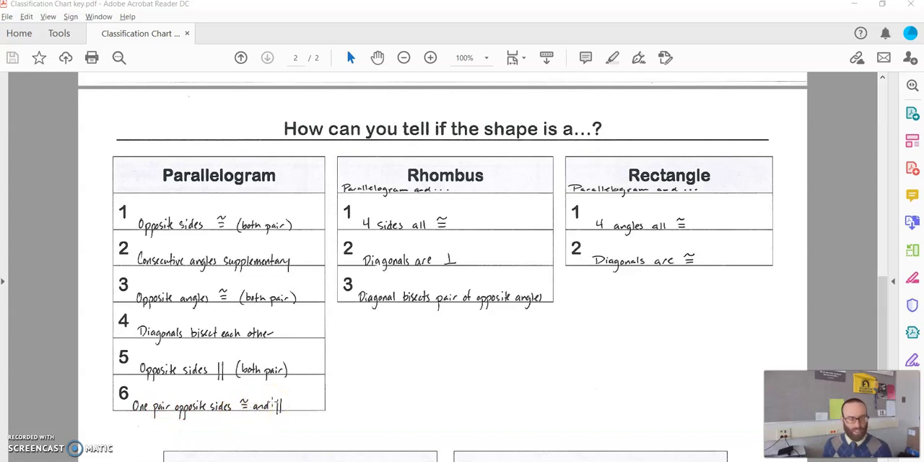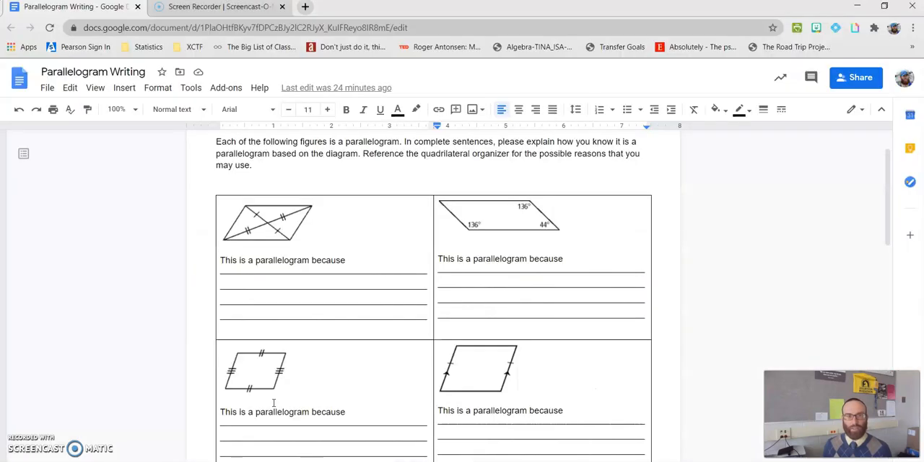What you're going to do is go over to this assignment that's being shared with you. It's called Parallelogram Writing. And each of these figures on the first page is a parallelogram. I'm telling you that. What you're going to tell me is how you know and which of those reasons. And you're going to write that out in a full sentence. I've even started the sentence for you. It probably shouldn't take you 4 lines. You can type that right in here. You'll have your own copy and just share it back with me.